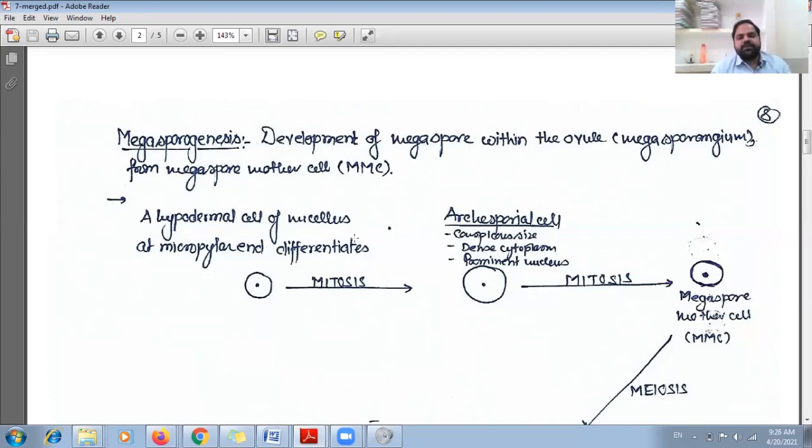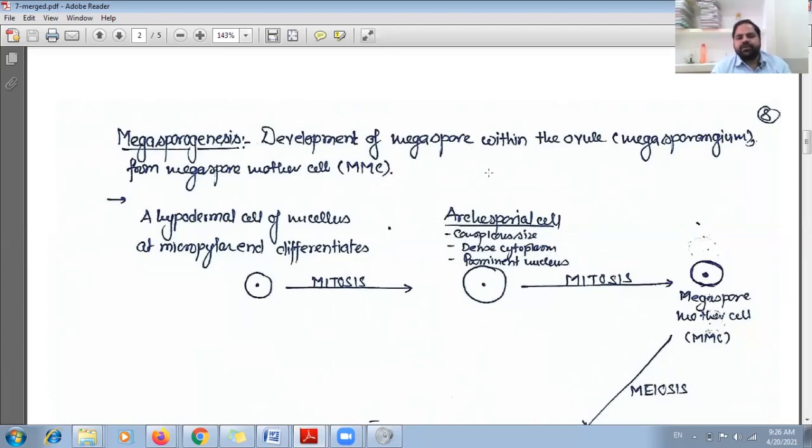So hypodermal cells of the nucellus at the micropylar end differentiate. This progenitor cell will be present towards the micropylar end, and after mitosis, it forms a special kind of cell which is called the archesporial cell. We have also seen archesporial cells in the case of the anther. The same kind of structure will also be formed in the case of the pistil.